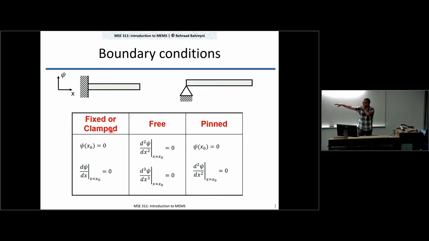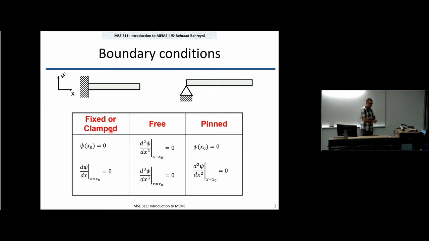For a fixed end, there's no movement here, so psi of x is 0. And for a clamped end or a fixed end, what we will see is that the slope also doesn't change. So if it is bending, and it is bending like a hinge right now for my arm, but if you look at the ruler and you apply a force to that end, there is no change in slope here. So the derivative of psi of x at this location is also 0. A third condition, shown as a pinned boundary condition, is what I have right now. So psi of x is 0, but the slope can change here. It's like I have a hinge here, right?